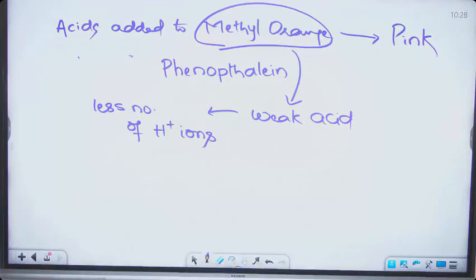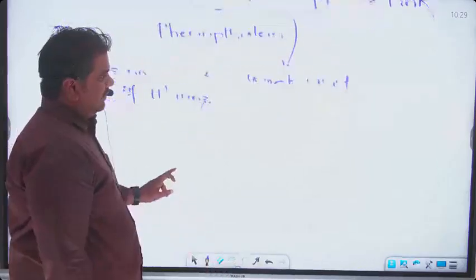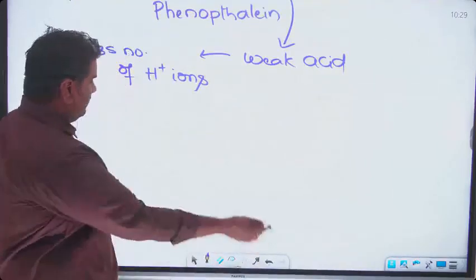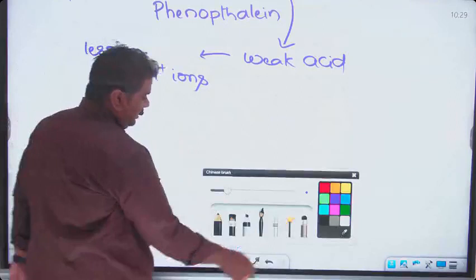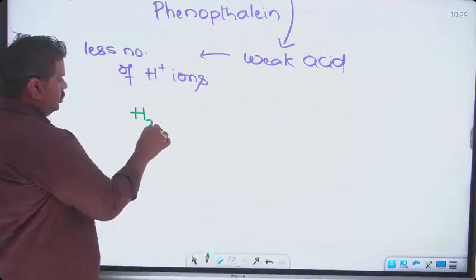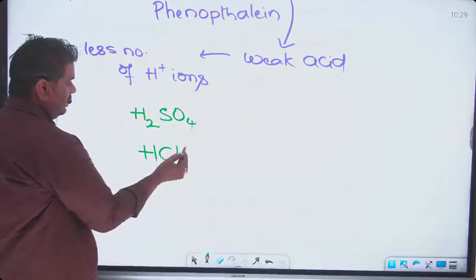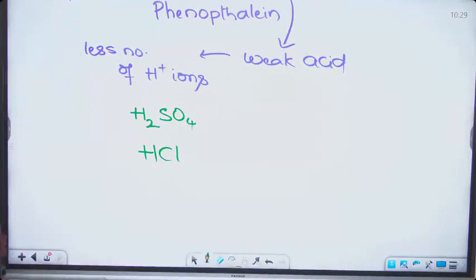సో వీక్ యాసిడ్లో హెచ్ ప్లస్ అయాన్స్ కాన్సన్ట్రేషన్ లేదా నంబర్ ఎప్పుడు కూడా తక్కువగా ఉంటుంది. ఇన్ వీక్ యాసిడ్స్ ద కాన్సన్ట్రేషన్ ఆర్ ఎల్స్ ద నంబర్ ఆఫ్ హెచ్ ప్లస్ అయాన్స్ ఆర్ లెస్. At the same time, so for example, suppose that you are comparing two acids. So here in this particular case I am comparing H2SO4 and HCl. మళ్ళీ ఈ రెండిట్లో విచ్ వన్ ఈజ్ ఎ స్ట్రాంగ్ యాసిడ్?